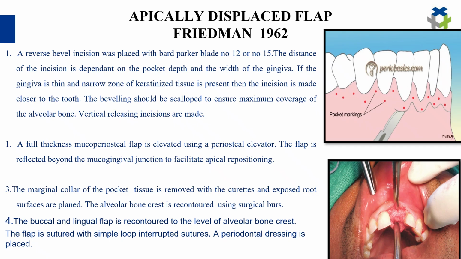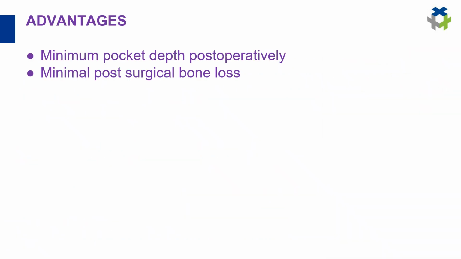The marginal collar of the pocket tissue is removed with curettes and exposed root surfaces are planed. The alveolar bone crest is recontoured using surgical burrs. The buccal and the lingual flap is recontoured to the level of alveolar bone crest. The flap is sutured with simple loop interrupted sutures and periodontal dressing is placed.